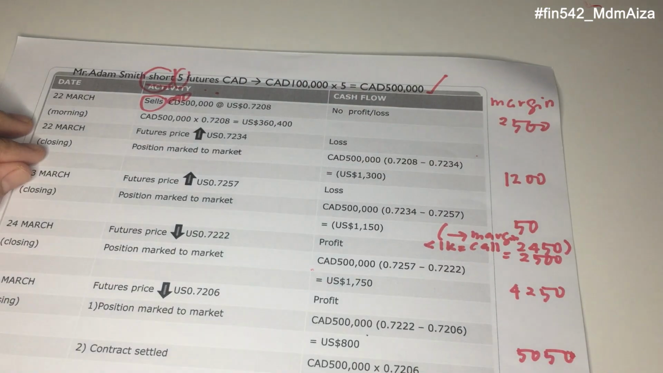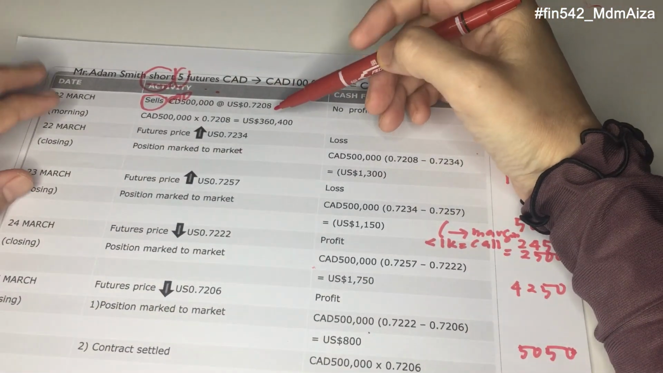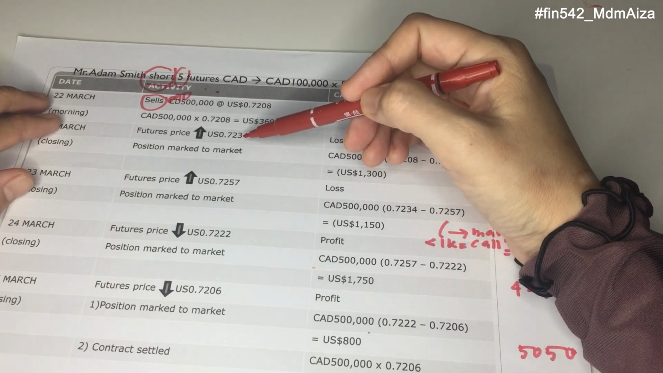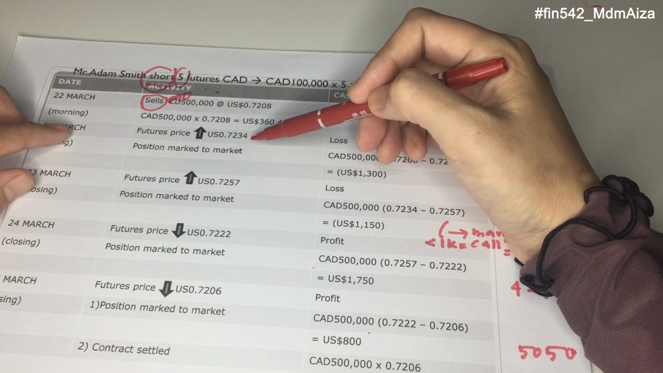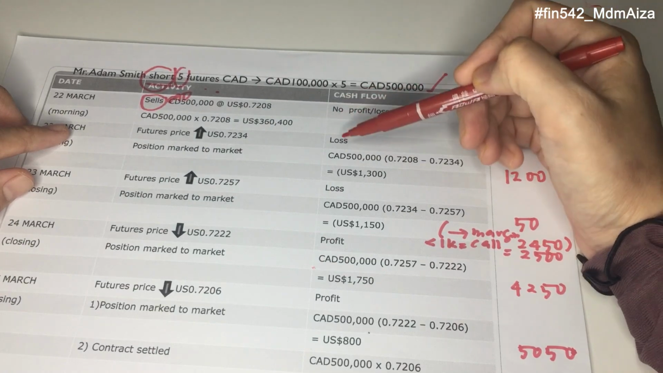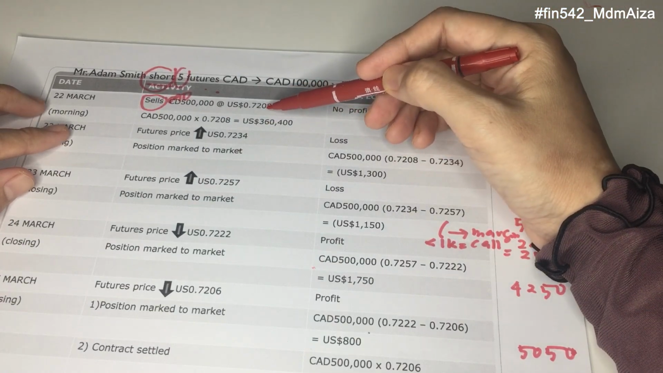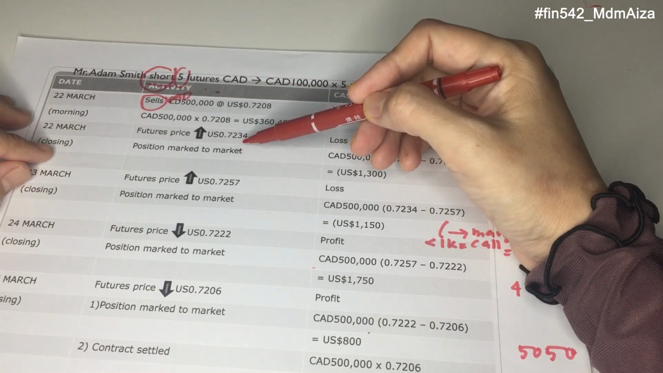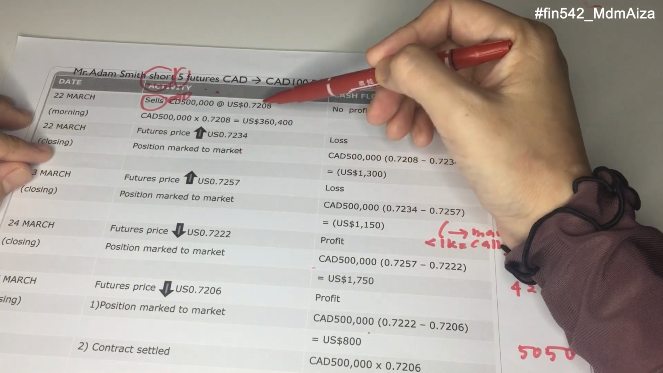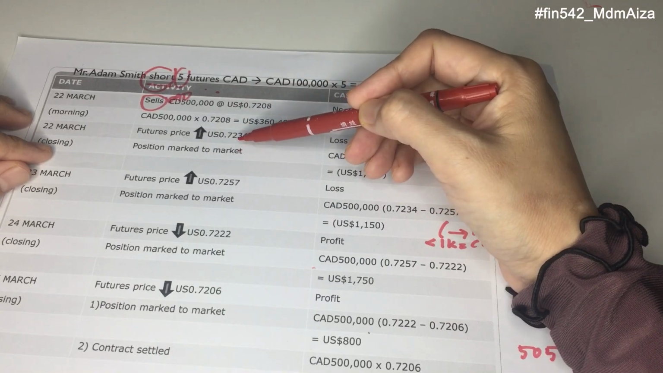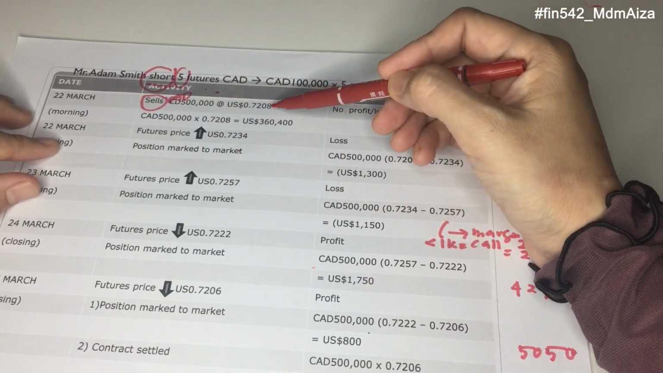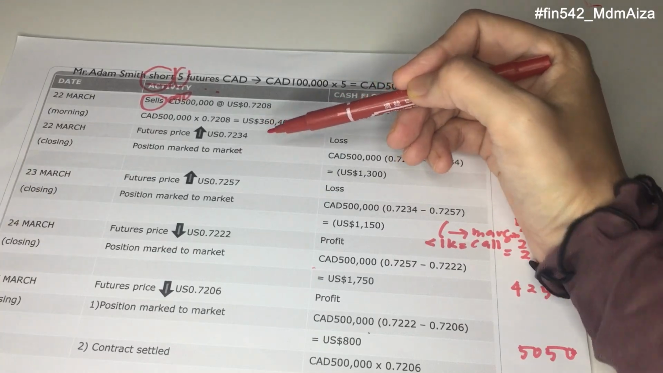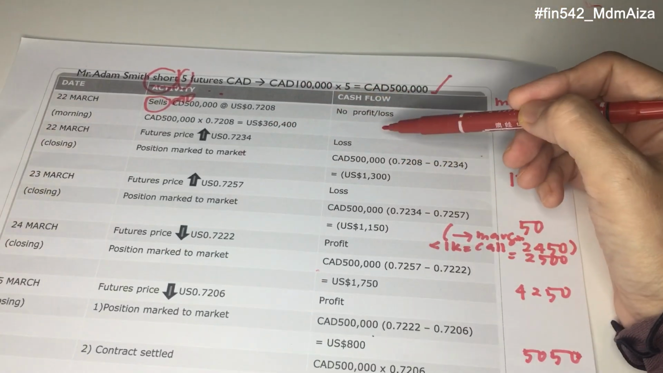Okay, then you need to write up futures price increase 0.7234. As a logic, in the morning you already sold at 0.7208. If the futures price increases to 7234, means you will incur loss. Why loss? Because you already sold at the lower price 7208, and at the closing you need to buy. So this is your sell price, this is your buy price. Your buy price is much higher than your sell price. Okay, that's the logic.